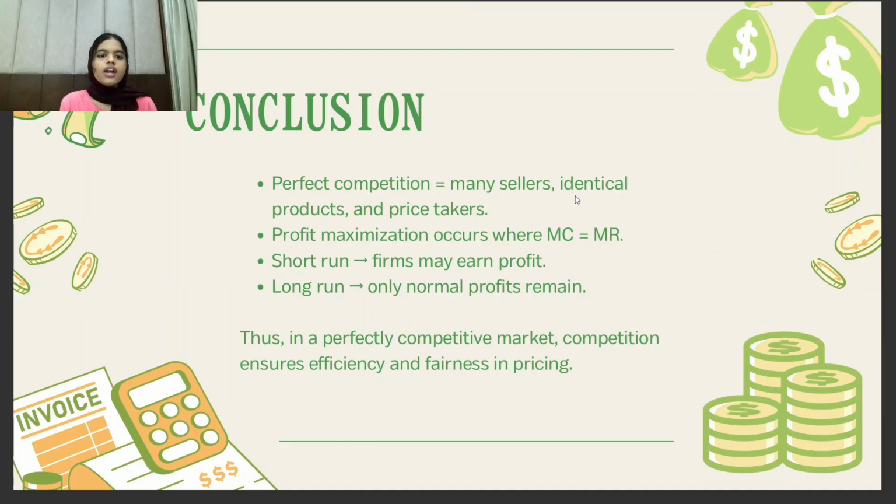Now, for conclusion, perfect competition means that there are many sellers and identical products, and there are price takers. Firms maximize their profit when marginal cost is equal to marginal revenue. In the short run, firms earn profit, and in the long run, only normal profits remain.